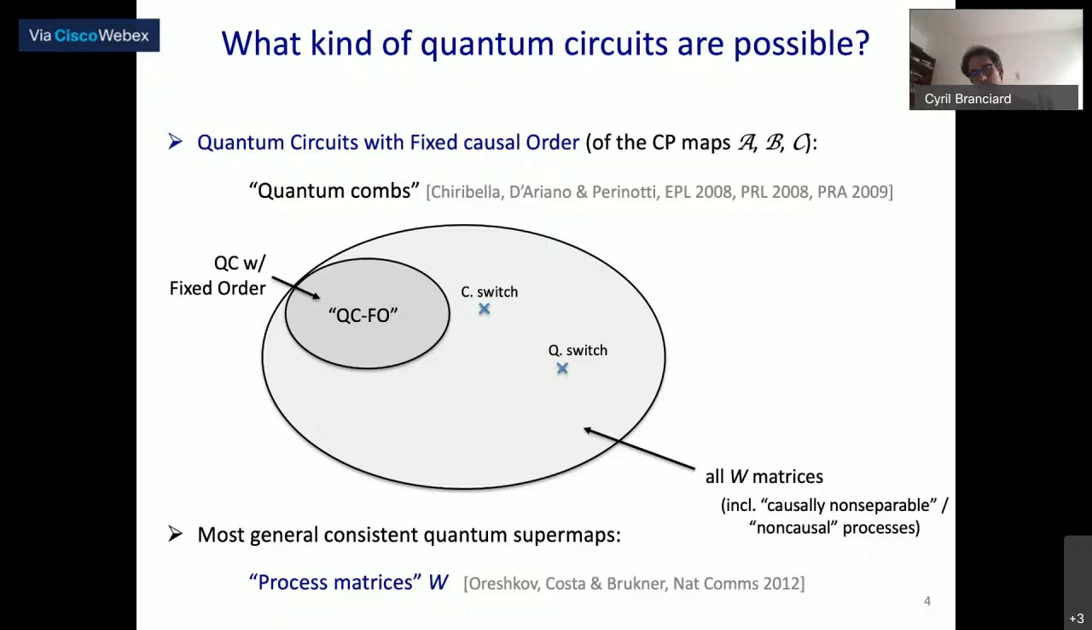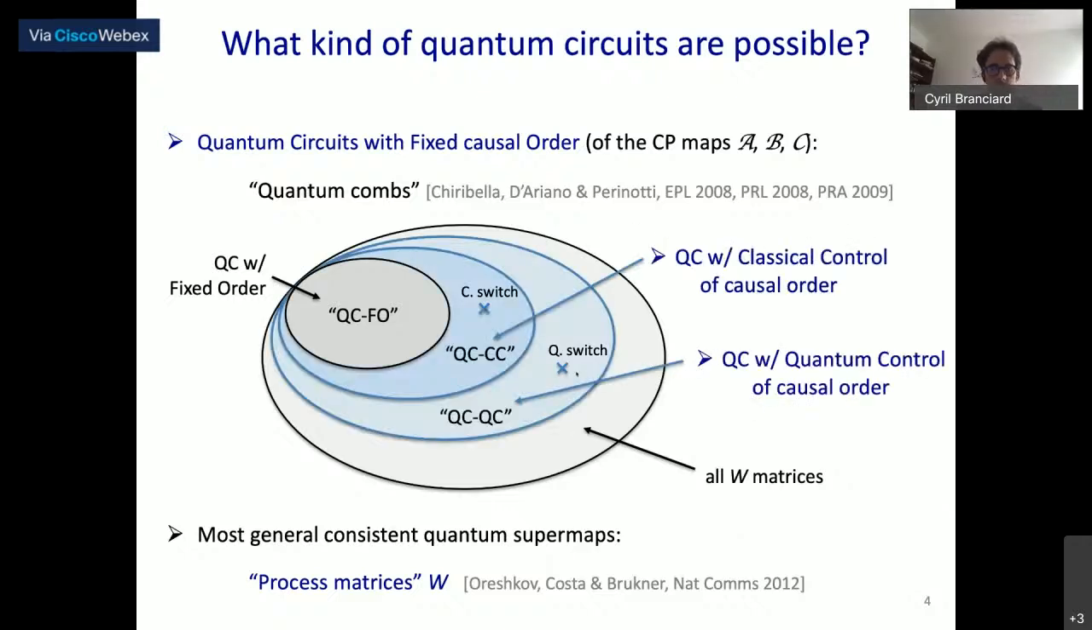Okay, so this was a kind of top-down approach where you allow for the most general supermaps. Here in this work, we were trying to take a bottom-up approach. So we try to consider all the circuits that we could envisage and that we could possibly build in the lab. So we know that the classical switch and the quantum switch are circuits that could be realized. So we asked the question of what else can we have in this landscape of quantum circuits.